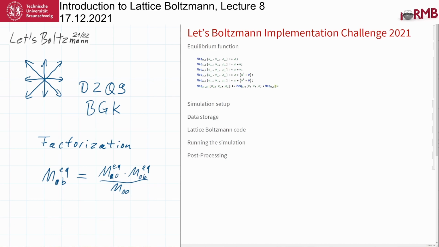So, and then why do I write V, U, and rho?